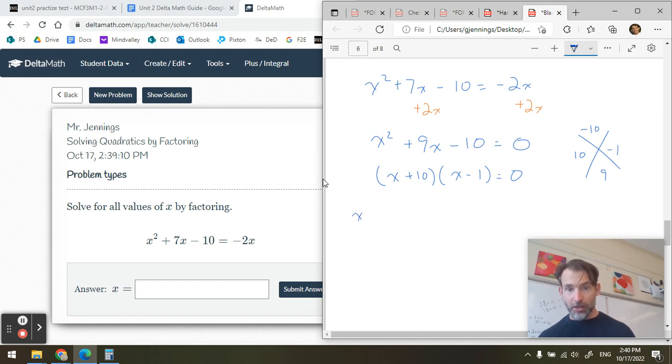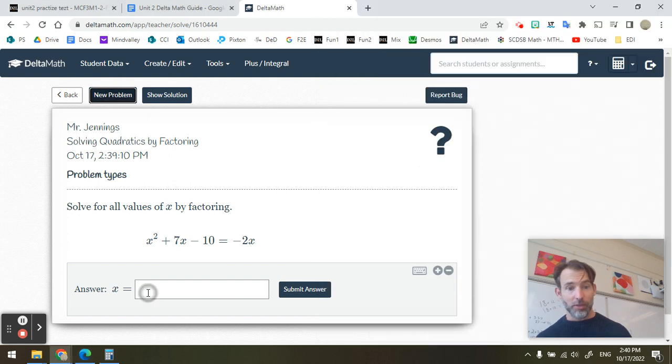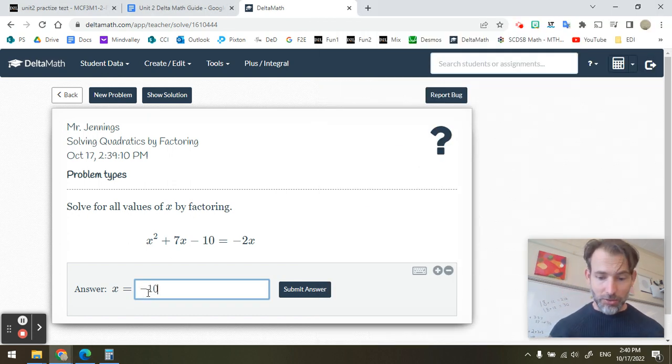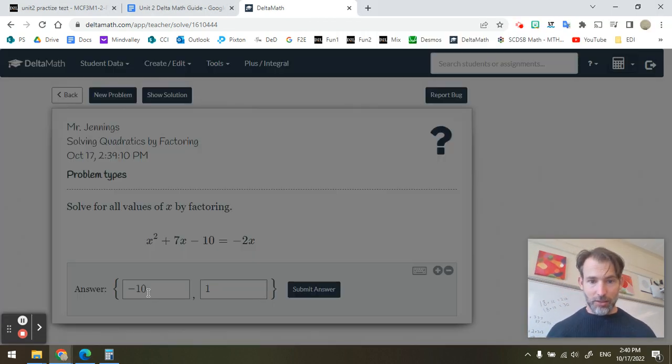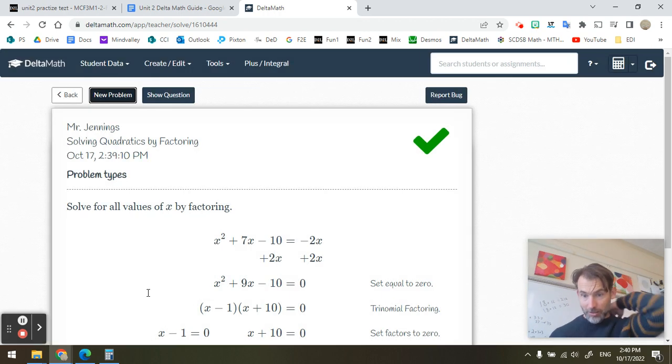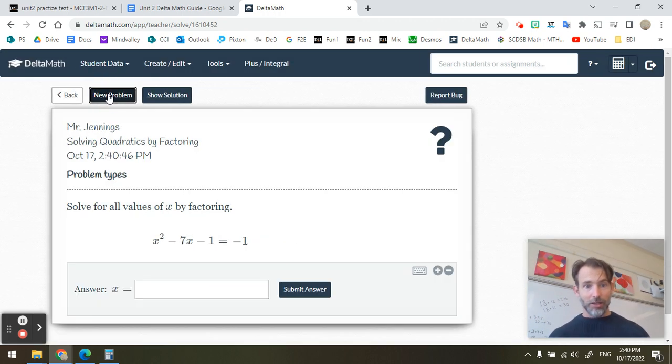Those mini equations are, well, maybe x plus 10 is equal to 0, in which case x would be negative 10. That's one of our solutions. Or x minus 1 is equal to 0, in which case x is equal to 1. Okay, we just use inverse operations in both cases to get both answers. Great. All right, let's do another one.